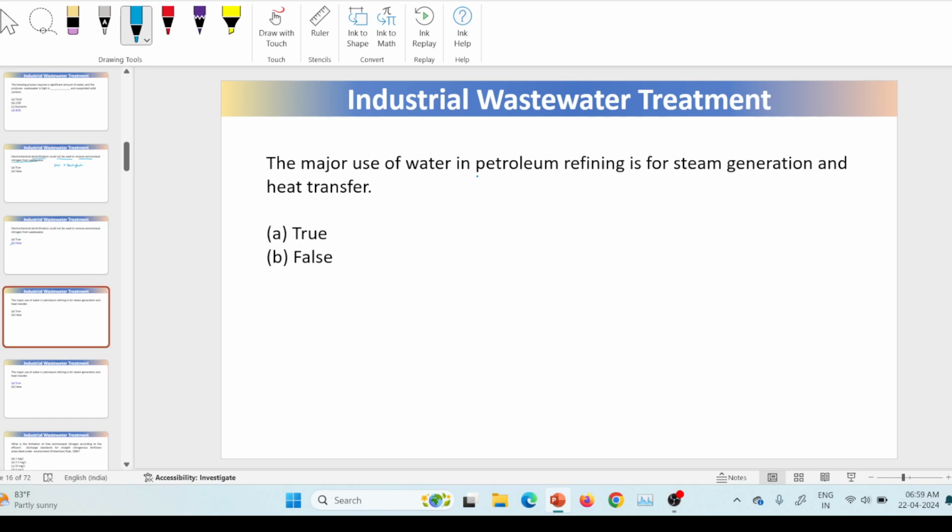The major use of water in petroleum refining is for steam generation and heat transfer. True. So the major use of water in petroleum refining is for steam generation and heat transfer. It is correct.